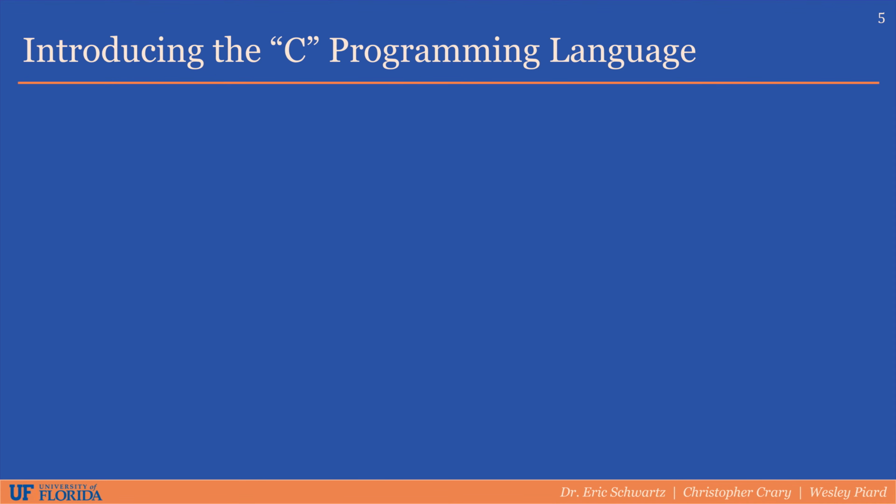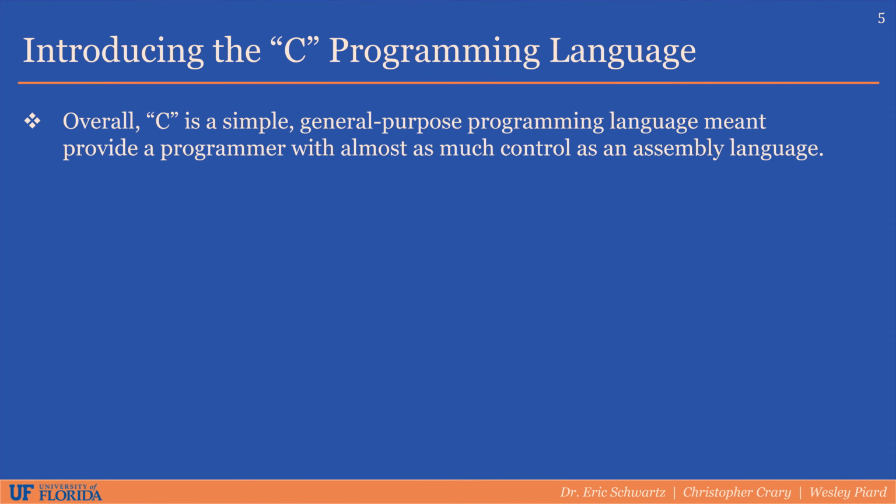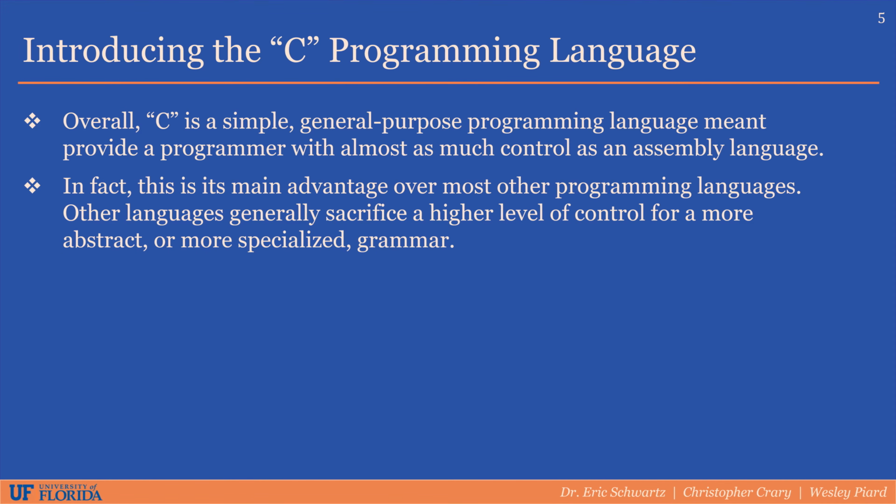Now, for an overall view, C is a simple, general-purpose programming language meant to provide a programmer with almost as much control over an underlying computing system as an assembly or machine language does. Really, this is C's main advantage over the hundreds of other programming languages that exist today. Other languages will generally sacrifice a higher level of control for more abstract or more specialized grammar, so that code may be written in a more simplistic manner.